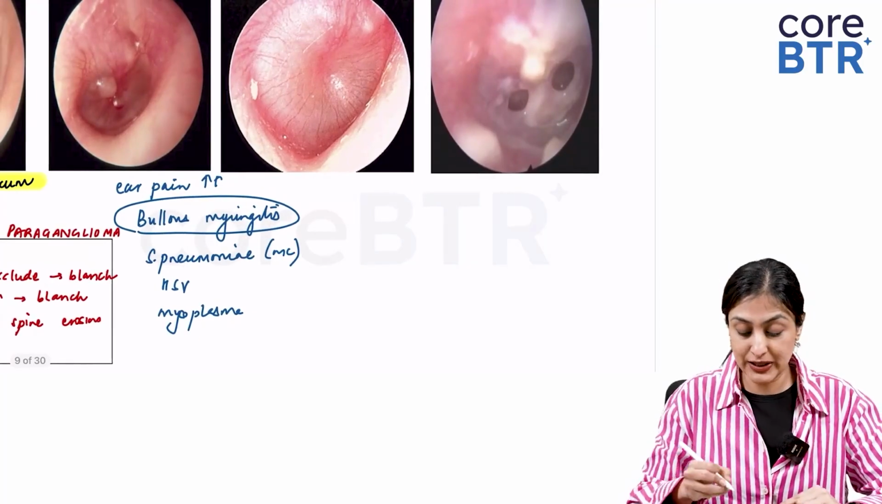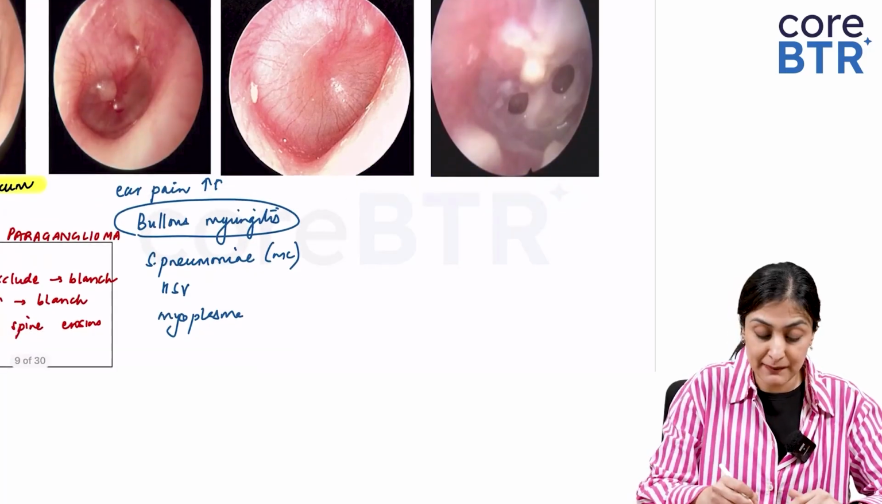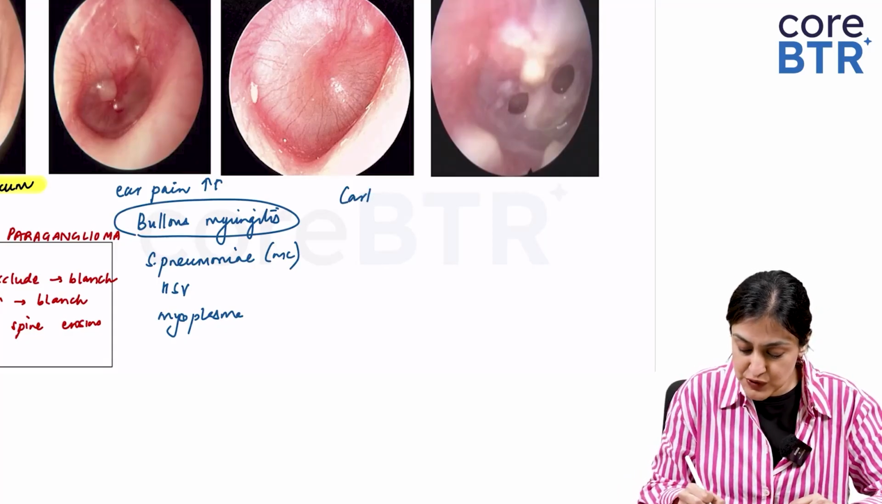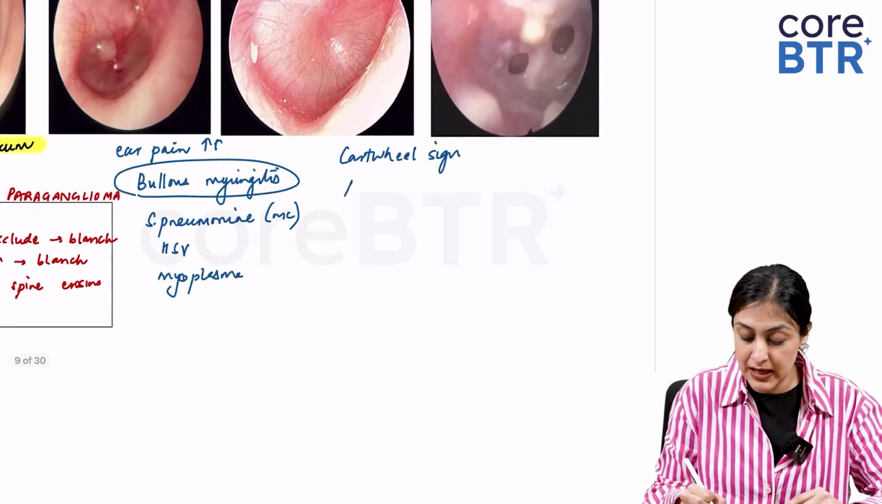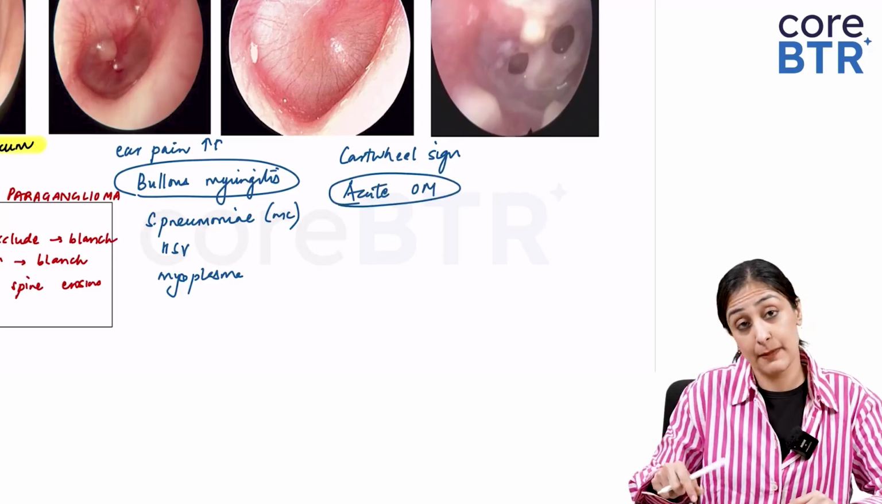Okay, then look at this, very, very important. Can you see so much hyperemia is happening? So it starts to look like a cartwheel. So this is what is the cartwheel sign. Why so much hyperemia? Because of infection. So this is acute otitis media.